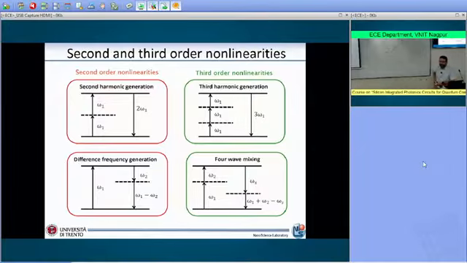Is it clear? Huh? This factor? So the third order nonlinearity?